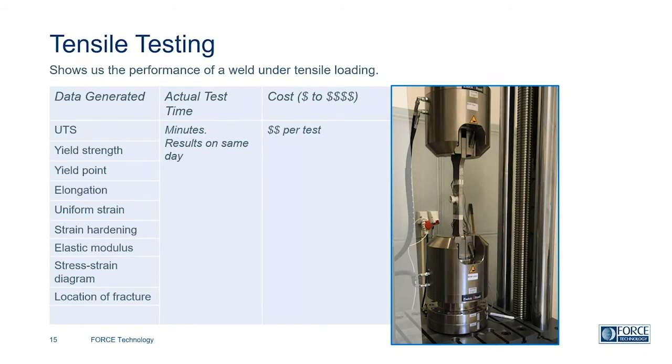To do the tests is pretty quick. The results can be given on the same day. It takes minutes to do the test, but I must add that to machine a tensile specimen can take a while. So what I'm giving here is excluding the machining time. The machining time, as a rough guesstimate, just anticipate one day per condition. The cost is medium. It's not a cheap test. It's not an expensive test, but of course, it's all relative. But I would give it two dollar signs there, 2 out of 4.